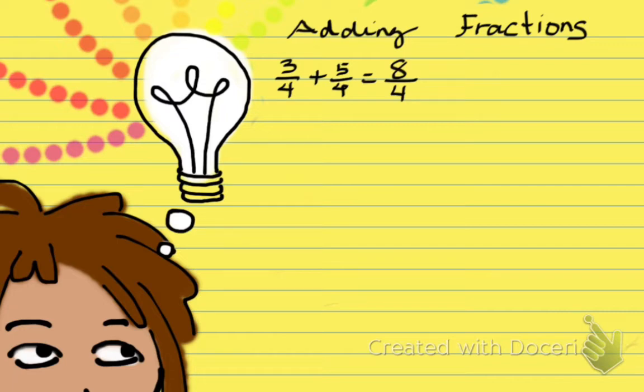In this case, we have 8/4. So we can still simplify this fraction. We can divide both by 4/4. So 8 divided by 4 equals 2, and 4 divided by 4 equals 1. So the answer is the whole number 2.